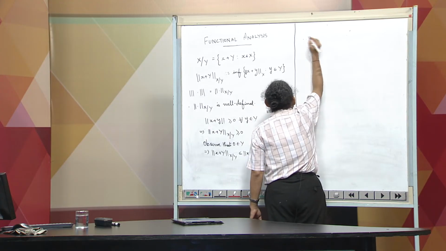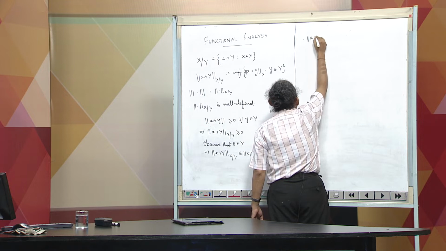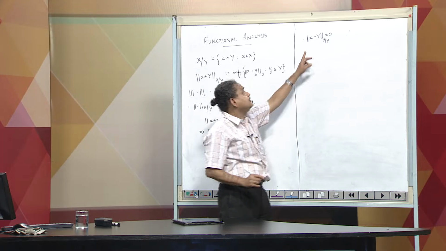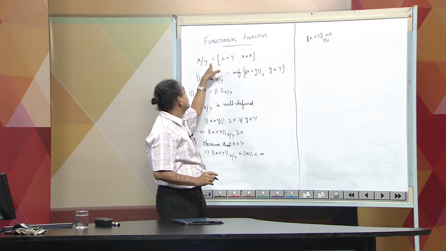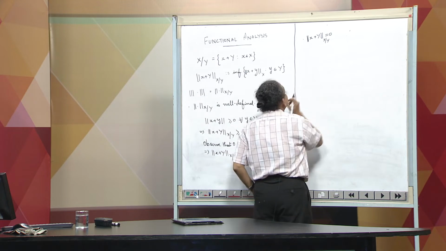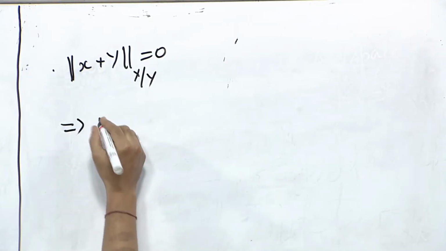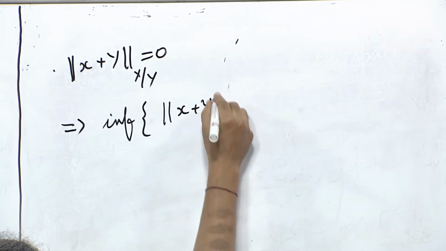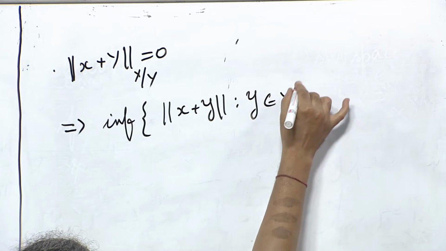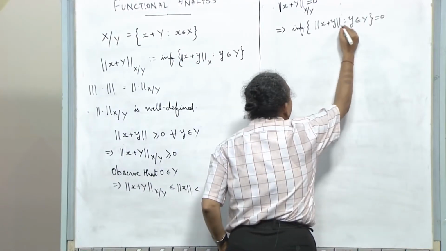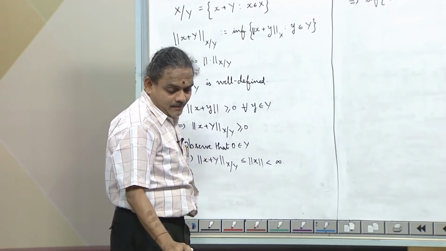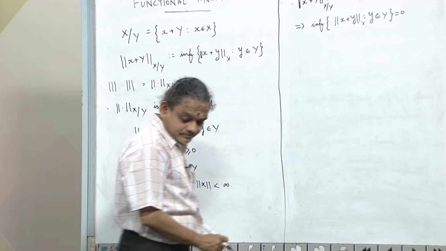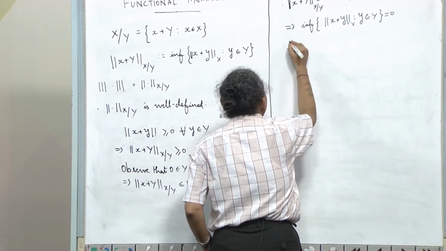Fine. Now, first property, norm of x plus Y, if this is 0, in fact norm of X mod Y, if this is 0, we will have to show that this is the 0 coset, because that is the 0 element of this space X mod Y, right. So, if you say that it is 0, that will imply that this quantity, the infimum of norm of x plus y, such that y in Y, this is 0, right. So, what do you mean by infimum is 0?